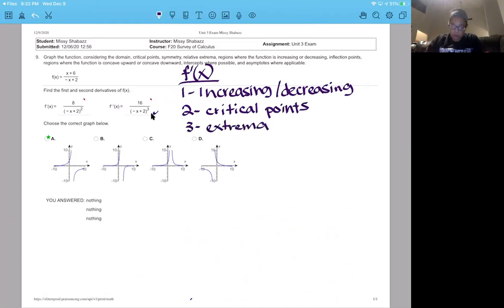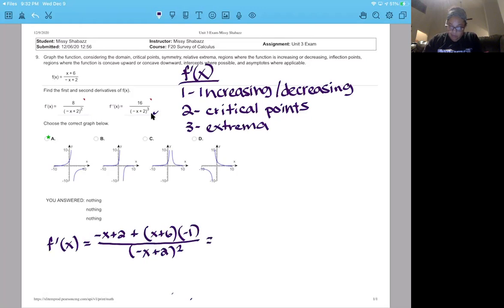All right, so let's use our quotient rule. I'm going to take the derivative of the top, which is 1, times the bottom, negative x plus 2, plus the top times the derivative of the bottom, which is negative 1, over the denominator squared. And let's distribute that negative 1. So negative x plus 2 minus x minus 6.